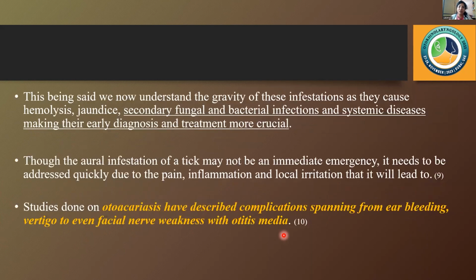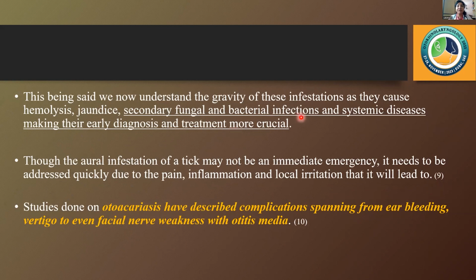So now that we've said all of this and we've understood the gravity of these infestations, we must also know what are the various complications that they can manifest with systemically. So one of them is hemolysis. The patient could develop jaundice. You could see that there is a yellowish discoloration of the sclera, of the skin. The patient could have secondary fungal and bacterial infections.